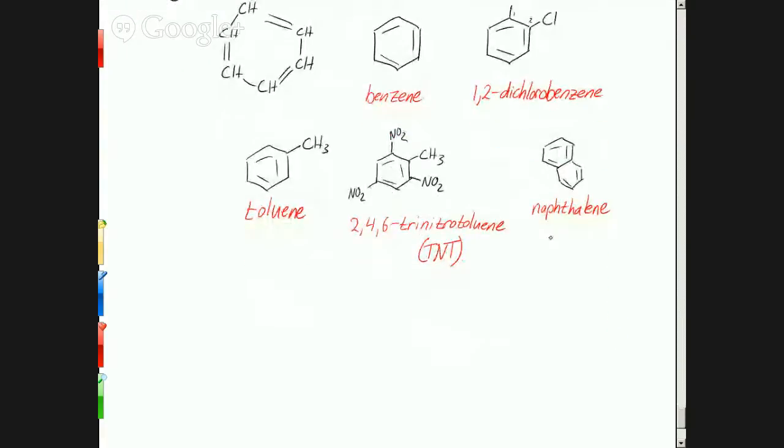And then you can connect them a different way. You can have the two rings connected but not sharing any carbons. This is called biphenyl.